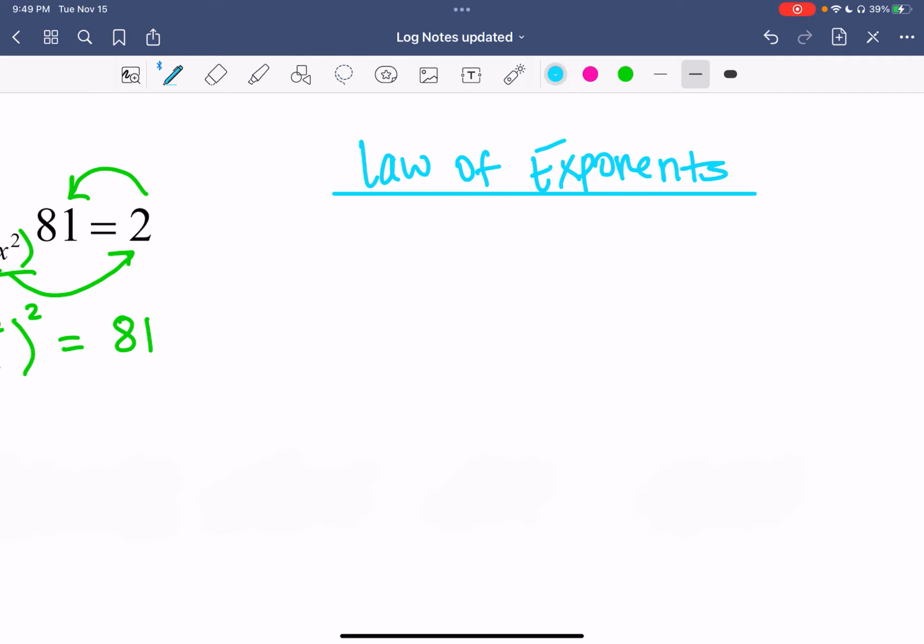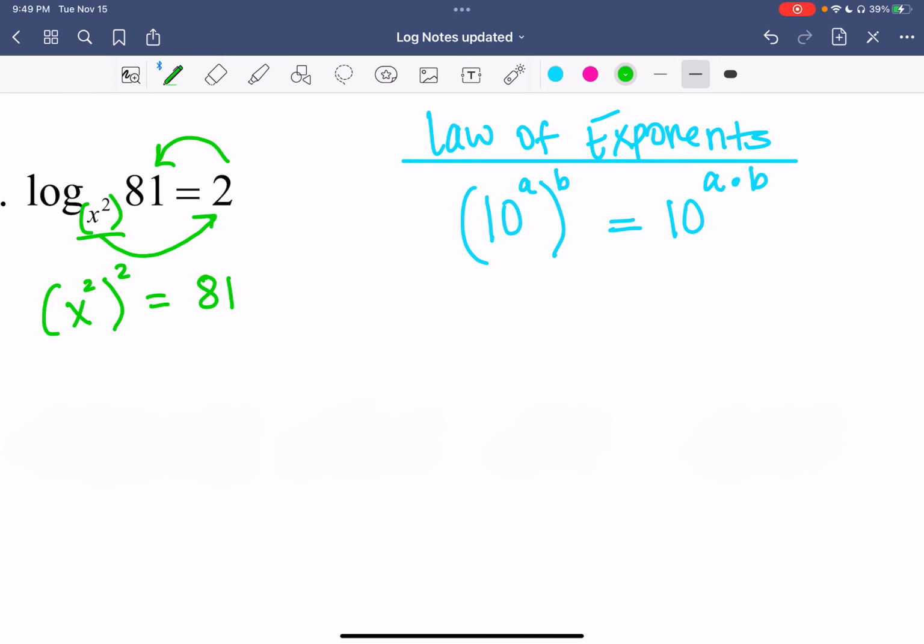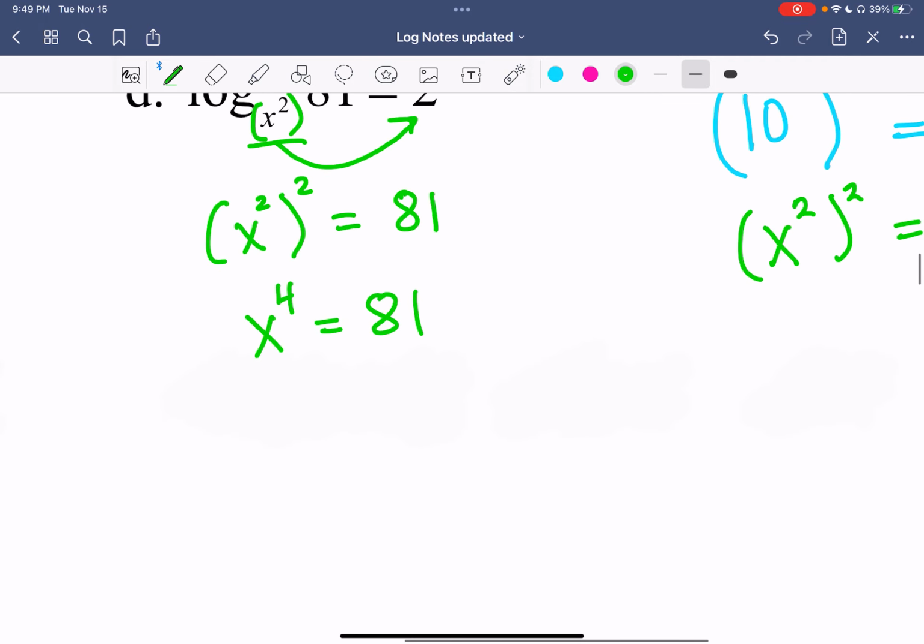All right, that's fine. The law of exponents says that if you have one number that has the same base and it's raised to another number, then you are to keep the base and multiply the powers. Okay, so here we have x squared squared, then we are to keep the base and multiply the powers. So 2 times 2 would be 4. Okay, so we're going to do x to the power of 4 is equal to 81. Okay, so to get rid of the 4, we can take the fourth root.